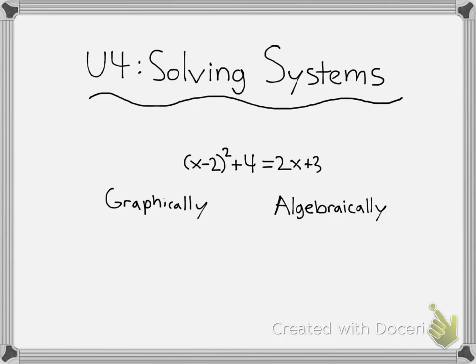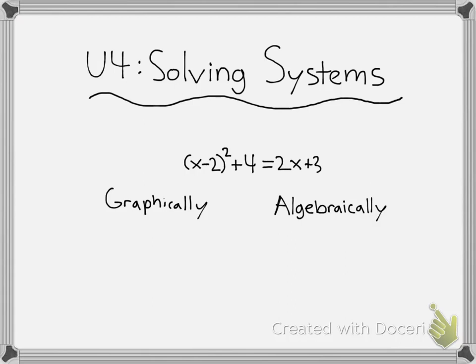And if we look at these functions, we can automatically tell that (x minus 2) squared plus 4 is going to form a parabola because, as you can see, it has a square, meaning that the graph will form a parabola. We can automatically tell that 2x plus 3 is going to form a line because nothing is happening to the x besides it being multiplied and added by 3, meaning that it's going to be a line.